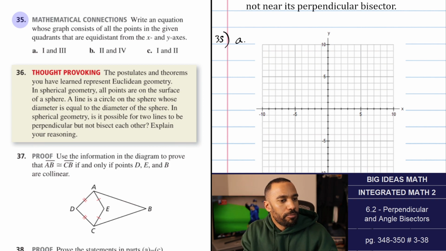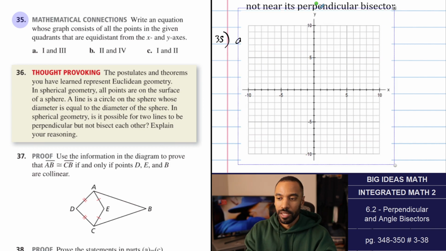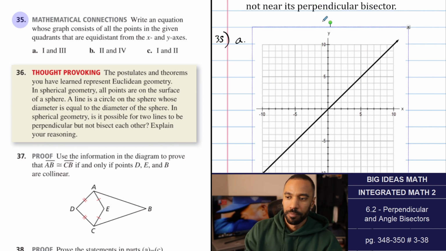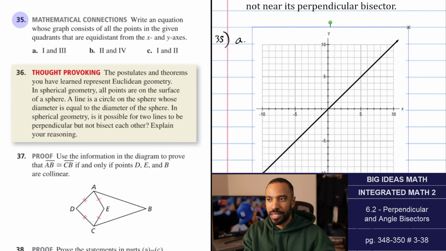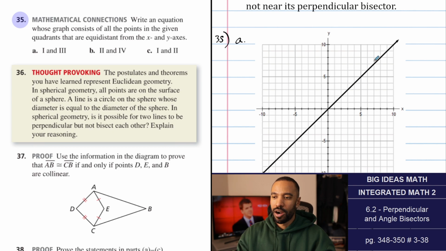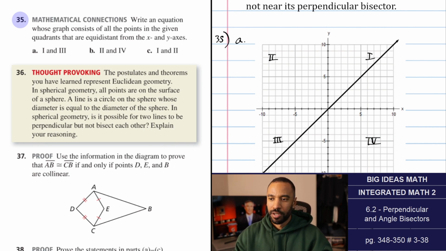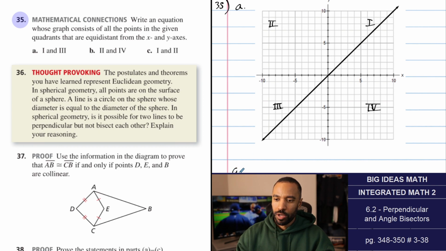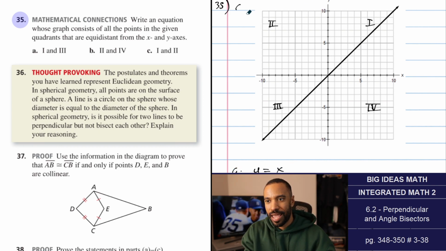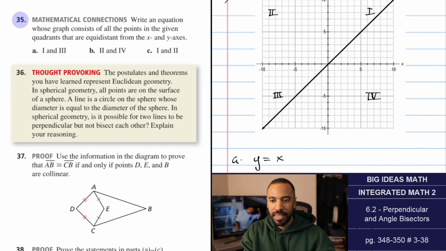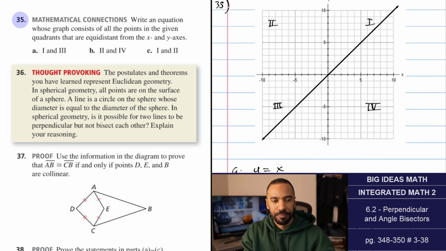So in quadrants 1 and 3, I just drew it. In quadrants 1 and 3 would be the equation of this line. So for part A, here's quadrant 1, 2, 3, and 4. I'm going to put them down here. A would be the line y equals x. Literally, y equals 1x plus 0 would be that line. That's how it's going to work.